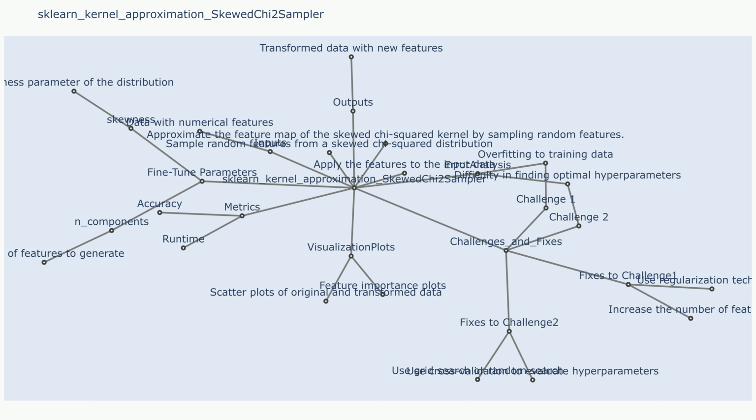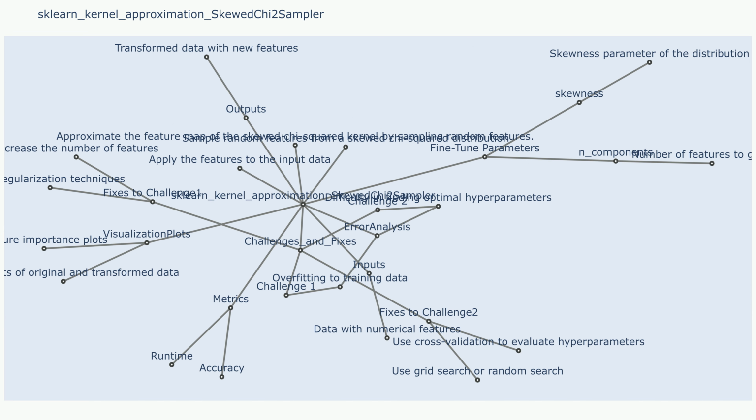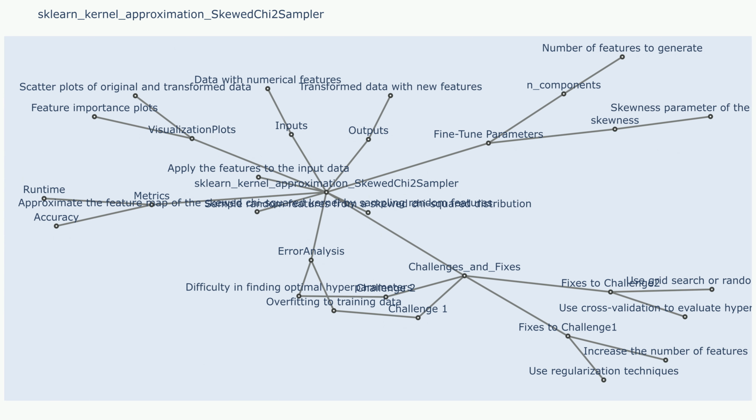Fine-tune parameters: N components. This parameter directly controls the dimensionality of the transformed data. Increasing N components generally improves accuracy but also increases computational cost. Uncertainty methods: Ensemble methods using multiple skewed Chi2 samplers with different random seeds can help estimate the uncertainty in the approximation. Challenges and fixes: Challenge 1: Overfitting.